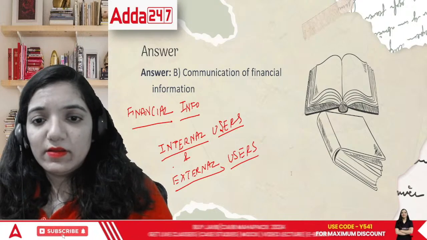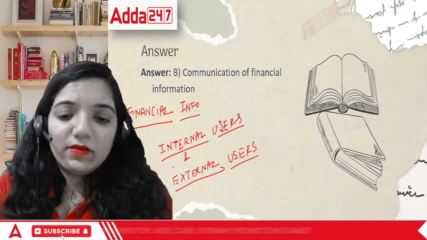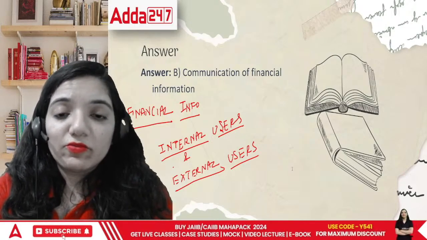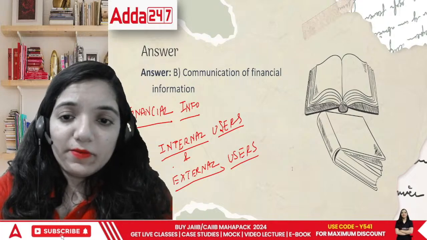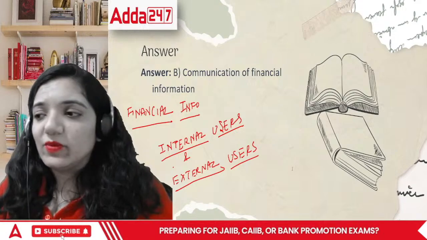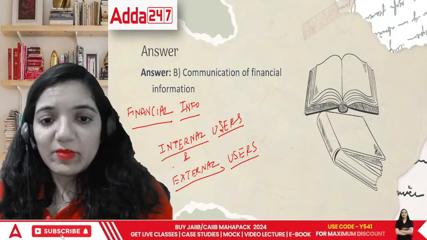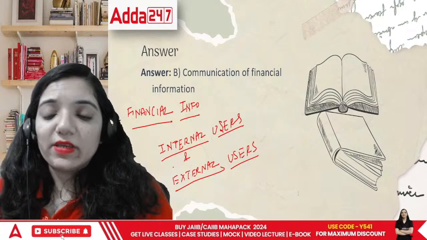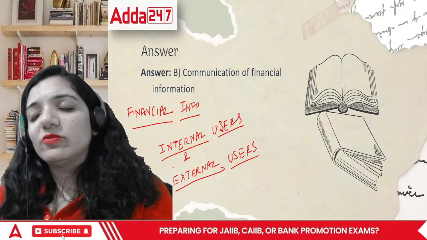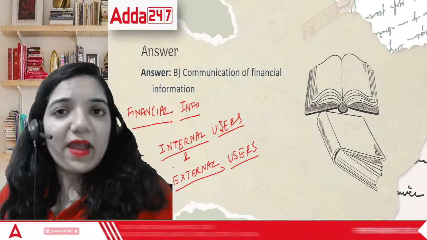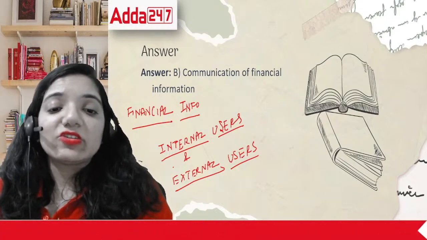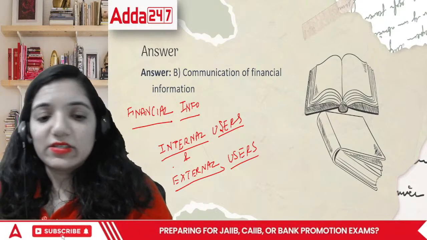Okay, that is what we talk about. The internal users will include the area of management, employees, as well as the shareholders. They're all internal people. While when we talk about external users, that will include the taxation department, banks, and even the ROC, registrar of companies. Then there are so many other departments which are looking at it.